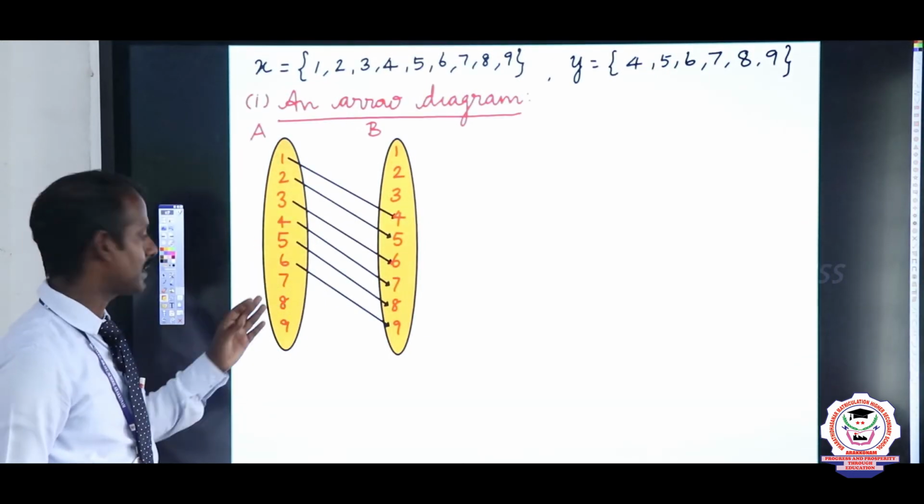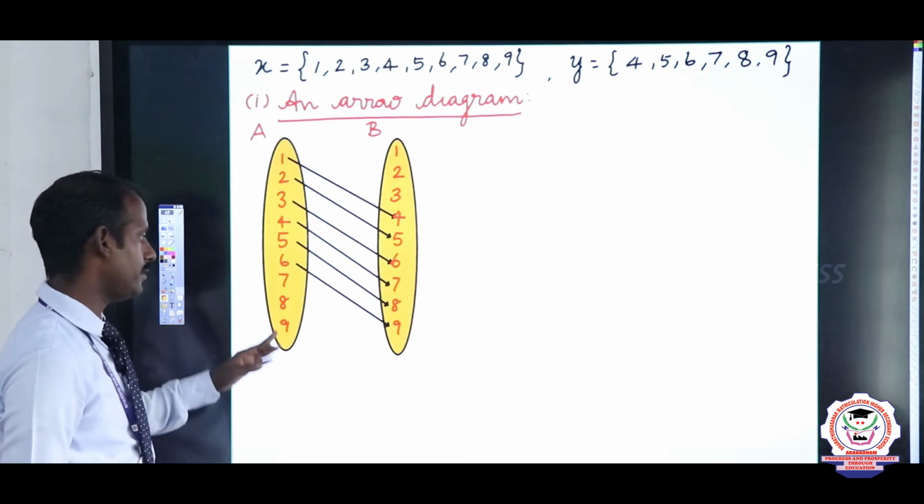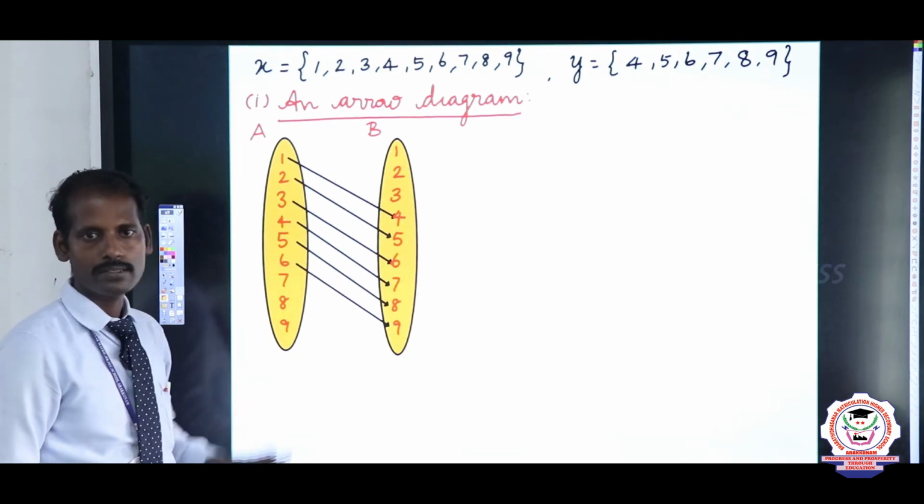4 substitute, we will get answer 7. 5 substitute, we will get answer 9. 8. 6 substitute, we will get answer 9. Then 7 substitute, we will get 10. But 10 is not there in the set B. So 7, 8, 9 is not possible to relate set B.